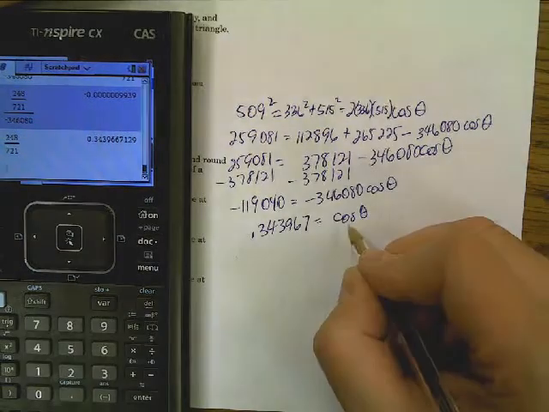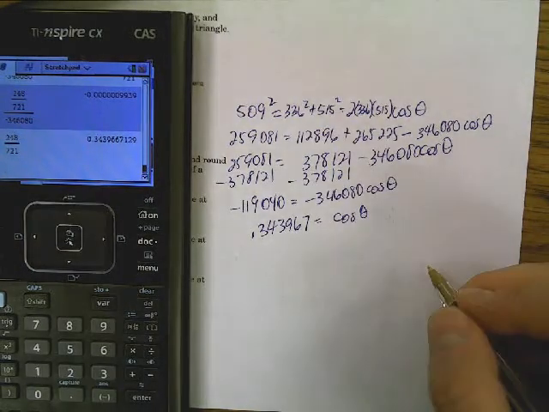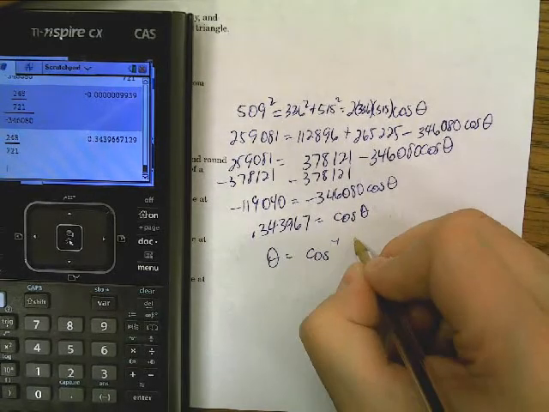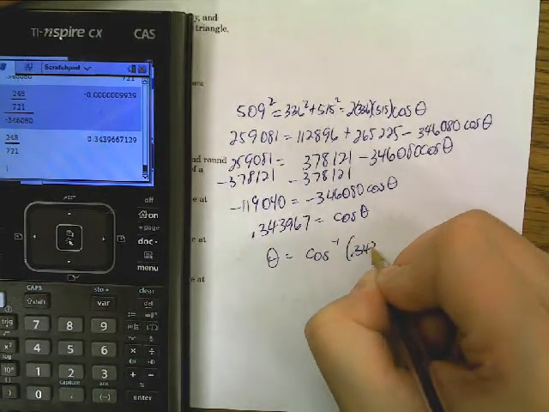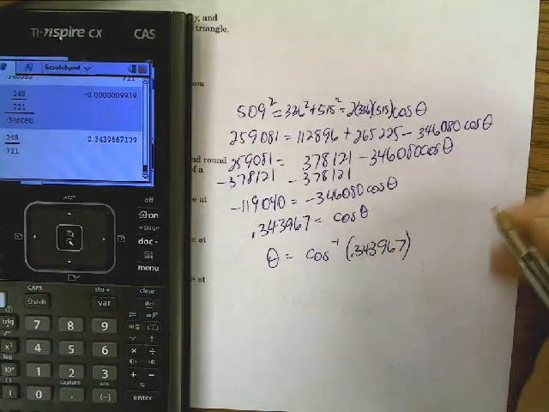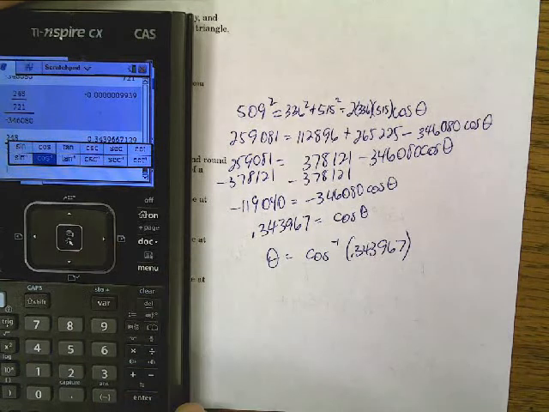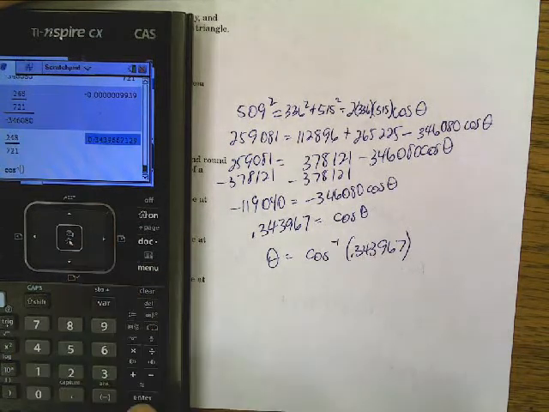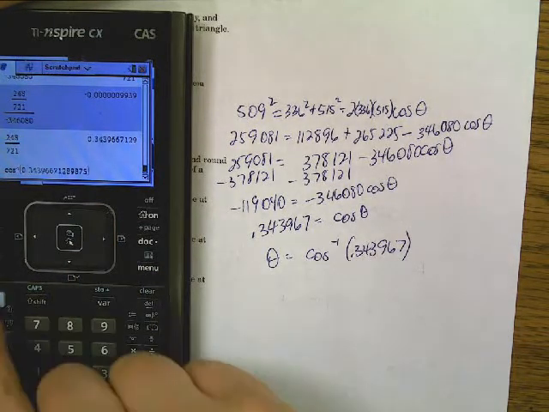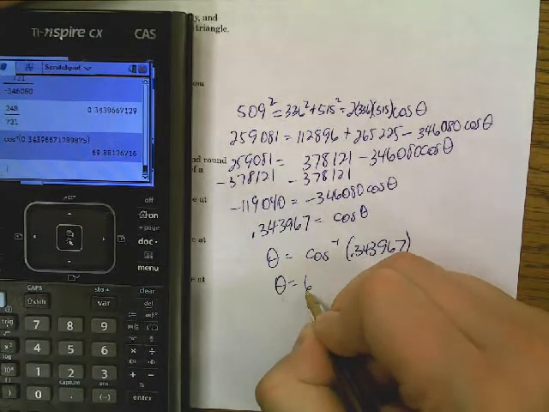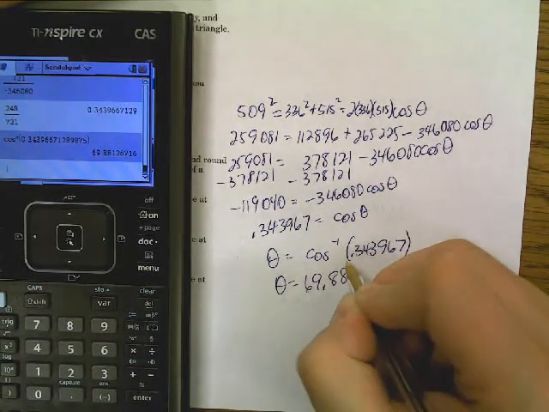So then I've got to do the inverse because I'm looking for the angle. So theta is going to be the inverse cosine of 0.343967. So I will do trig, go down to the bottom row, inverse cosine, go back up and grab that number. And theta is going to be 69.881 degrees.